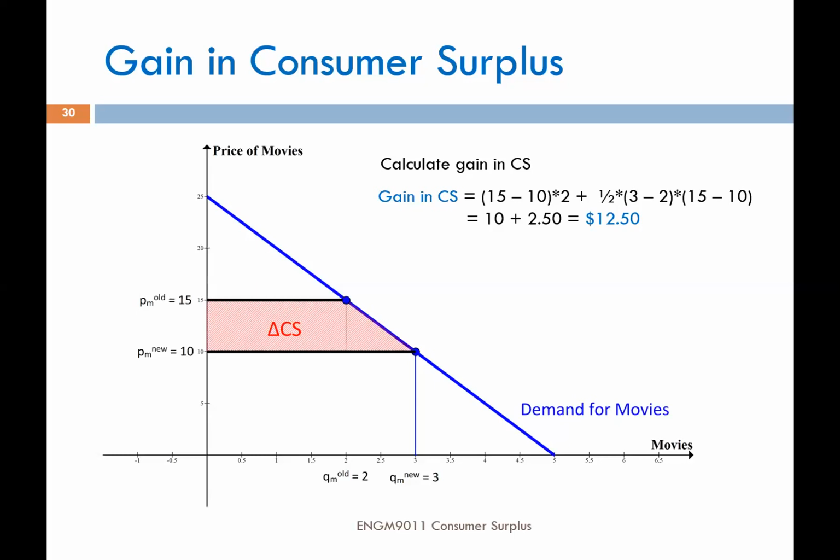The triangle measures the benefit of the falling price, allowing you to consume more of X. Right before, remember, at a price of 15, you only consume 2 units of X. Now the price has fallen to 10, you consume 3 units of X. And the extra utility you get from consuming that third unit of X is that triangle there, $2.50. The price goes down to 10, you consume more X, and the consumer surplus you get from that third unit of X is that triangle. So it's just a neat interpretation of that.